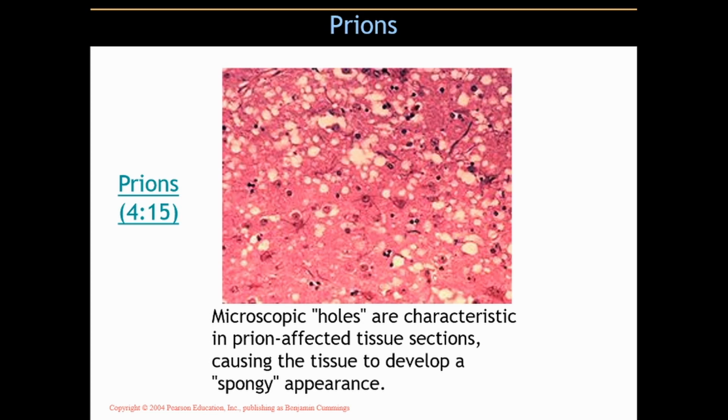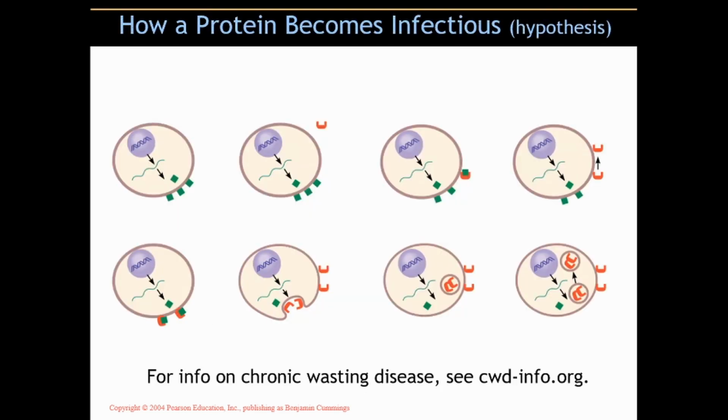The microscopic holes are characteristic. This is brain tissue under the microscope. Those holes should not be there, and so we call them spongiform. Because it looks like a sponge, it's got holes all through it like a sponge. It gives the tissue a spongy appearance.